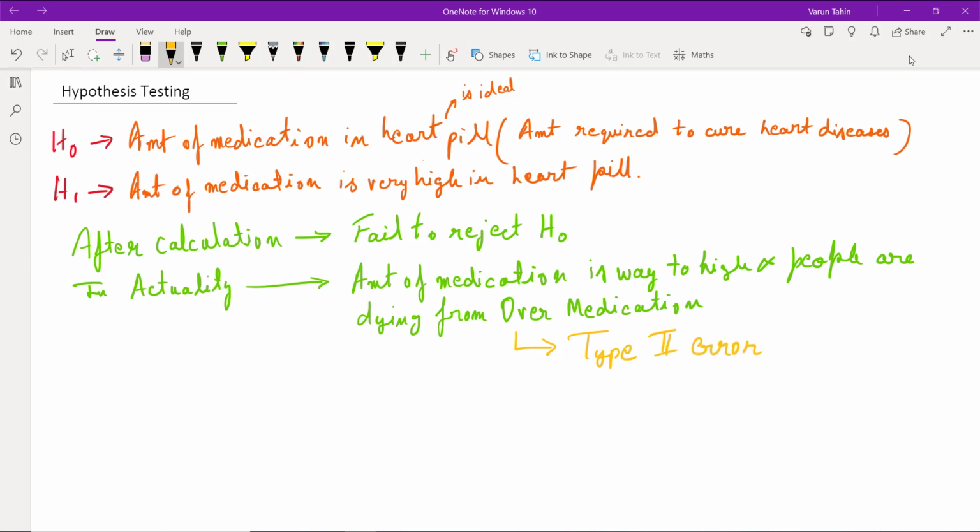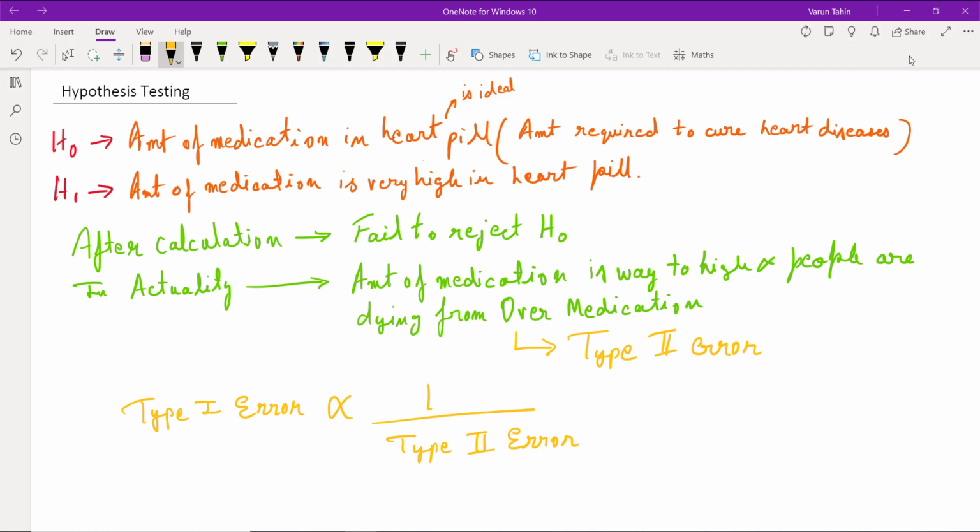Now sometimes what happens is that type 2 error is high if the difference between the assumed population parameter and the true parameter is very small. So in such situations, there is a high possibility that we might not reject the null hypothesis even though it is false. Okay, so in those cases, we will say that the amount of medication in the pill is proper. And so here type 1 error will be inversely proportional to the type 2 error.